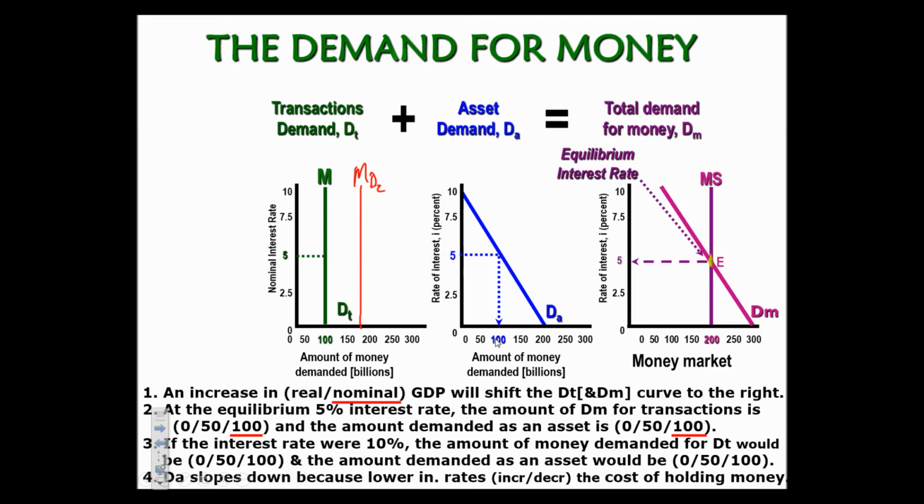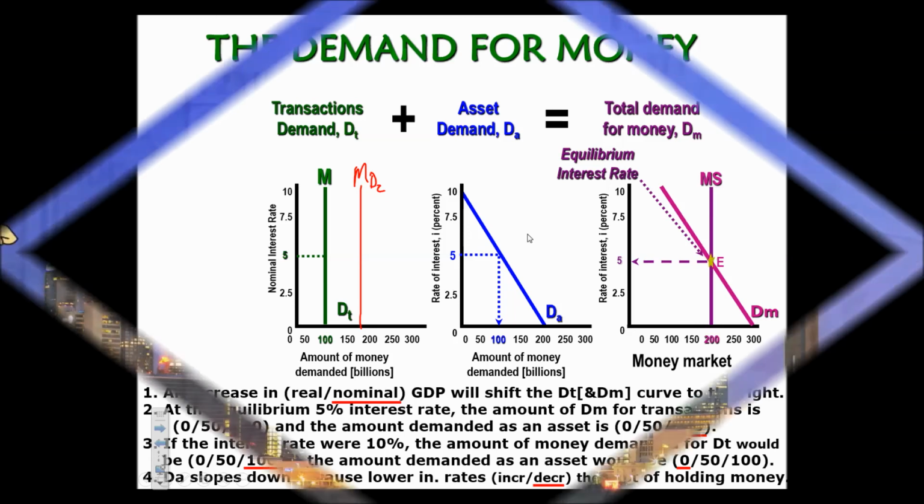If the interest rate were 10%, the amount of money demanded for transactions would be 100 still, because again, it doesn't matter. But the amount demanded as an asset now is going to be 0. And the reason this curve is downward sloping is because at lower interest rates, there's a decreasing cost of holding money. If I'm holding $1,000 and interest rates are 0, what's it costing me to hold $1,000? Nothing. If interest rates are 10% and I'm holding $1,000, then it's costing me that 10%.